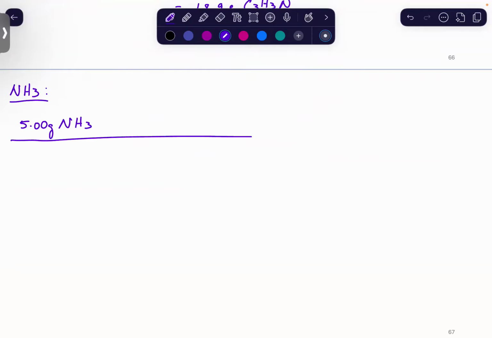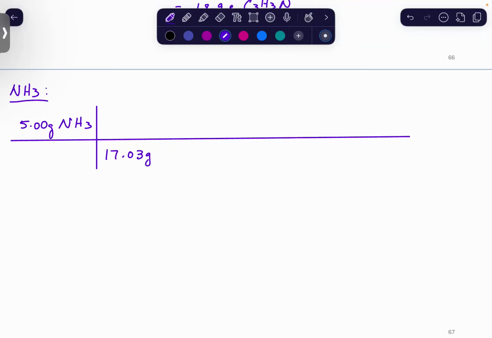5 grams of ammonia. You should be seeing by now that you're going to get very good at this type of calculation. The molar mass of ammonia is 17.03 grams per mole. Now I have everything in moles of ammonia. Grams is gone. From the chemical equation, it's 2 moles of ammonia to 2 moles of acrylonitrile.